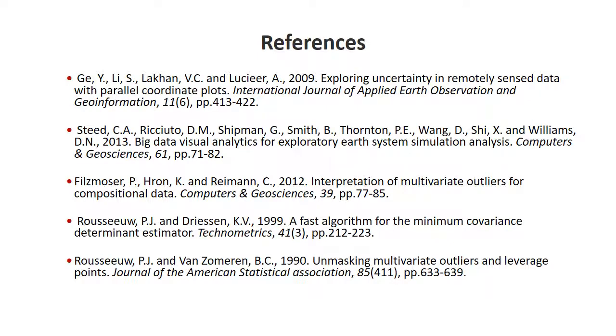There are a number of papers that we'll be using in this presentation. Outliers. Some of these are just applications. I think those are very interesting. I particularly want to point out also the application of outliers in terms of compositional data in this paper by Moser, and then the fundamental papers by Rousseeuw in terms of determining, unmasking multivariate outliers using robust statistics.